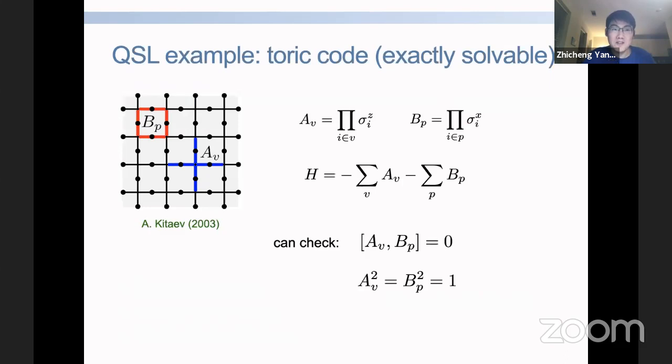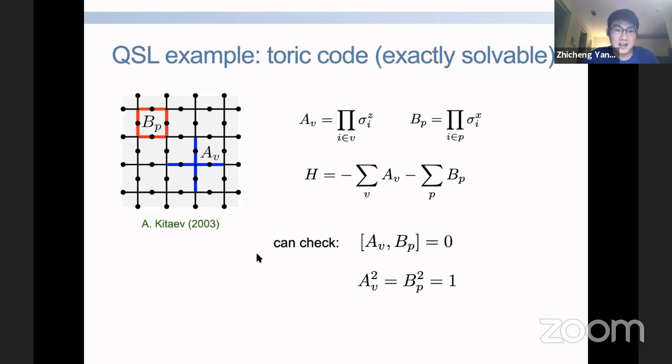So I want to give a concrete example of a quantum spin liquid, which is an exactly solvable model. It's known as the Toric Code model. I think what I'm going to say about this Toric Code model is really well known to the audience, but let me still, just to be complete and also set the stage in terms of notations and everything, mention a few words about this as well.